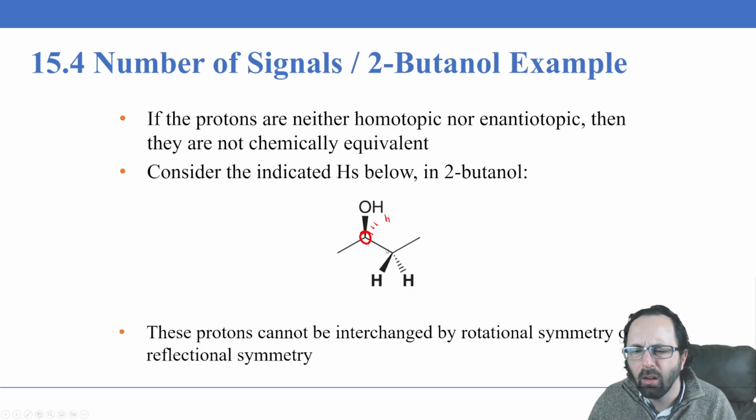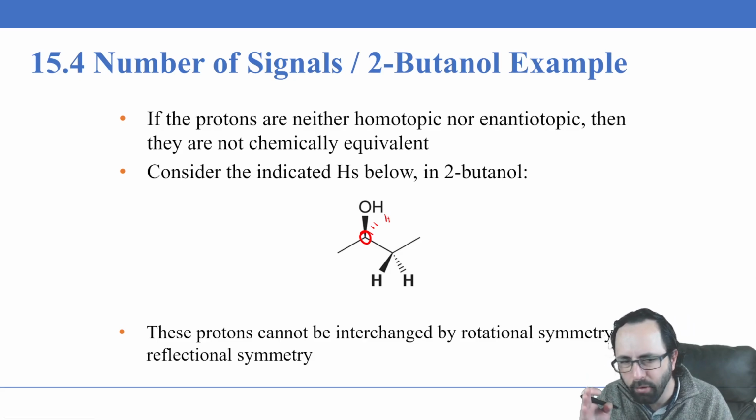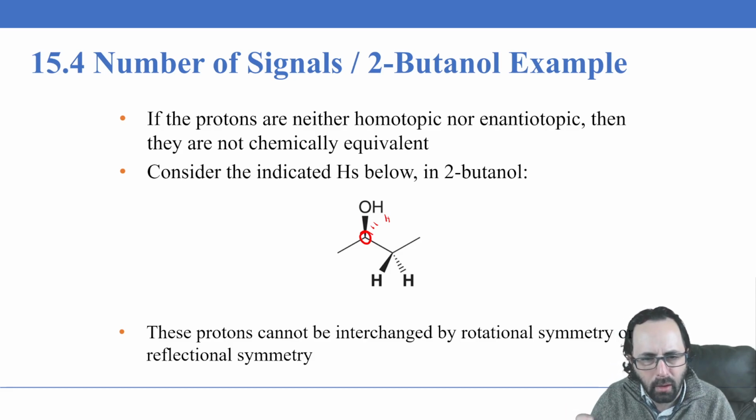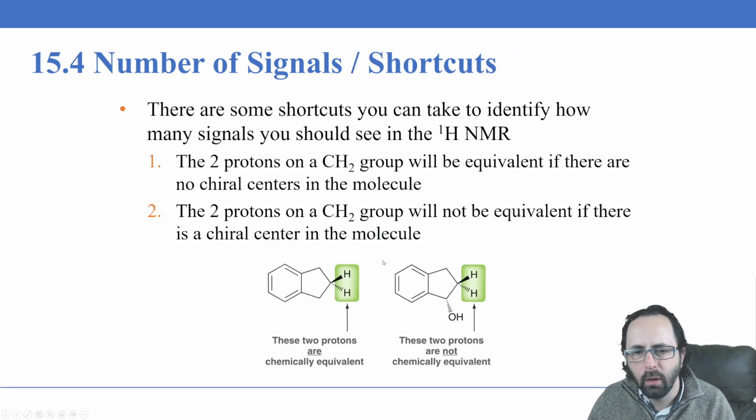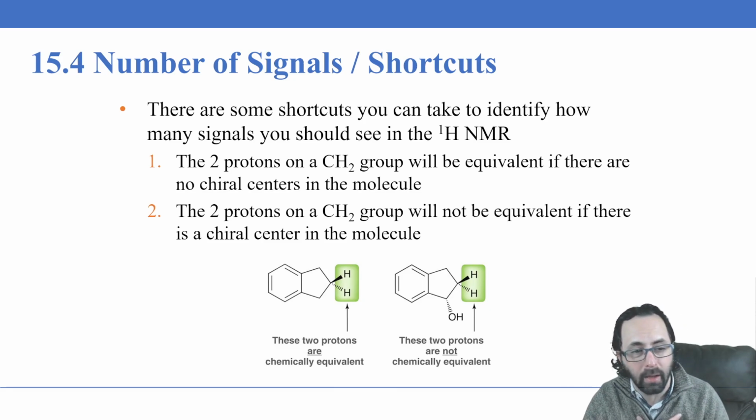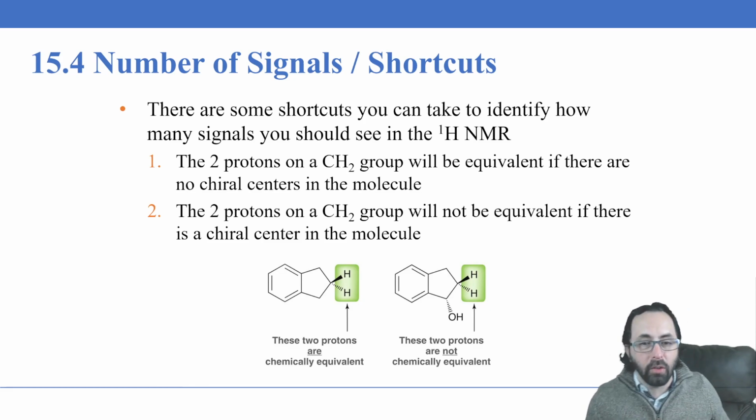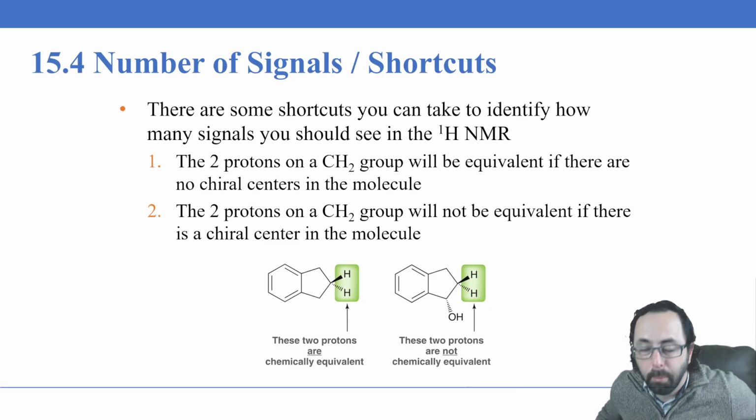So this can all be very difficult to do. You saw we had to look for a plane of rotational symmetry or a plane of symmetry within the molecule, and that can be difficult. Very simply, the way to know if some protons are going to be chemically equivalent or not is to apply particular shortcuts. This is the way I generally do it. I don't usually think of enantiotopic or homotopic. I look for these types of patterns.